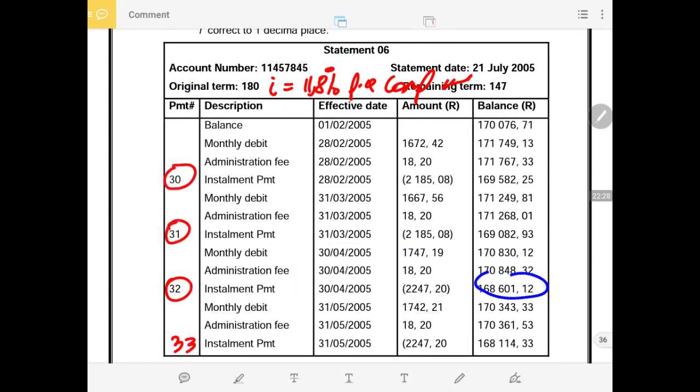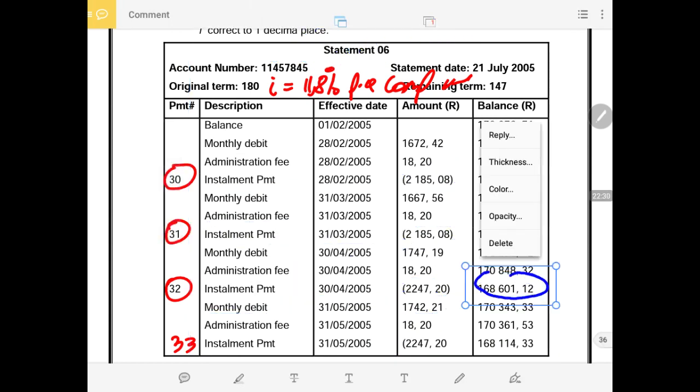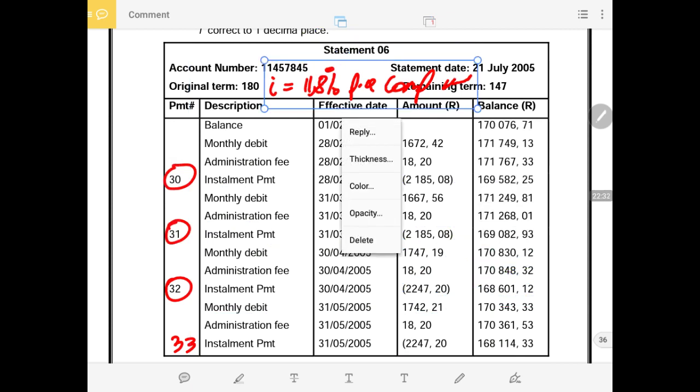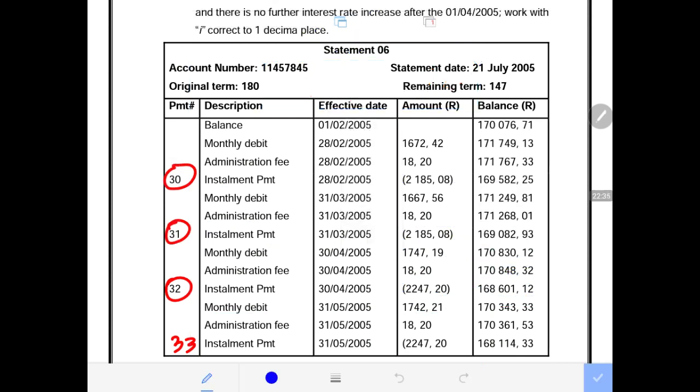This is, guys, how the statement is to be analyzed and interpreted before you start responding to the questions. I know it might have taken a couple of minutes, and you can see there is the last payment number 33 that I forgot to type, and I apologize for that.